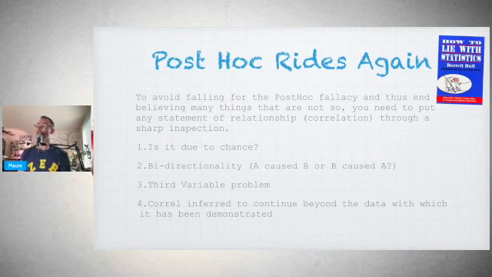And then finally, the correlation could be inferred to continue beyond the data with which it has been demonstrated, right? So if variables A and B are correlated, some people might take that as evidence that variables A and C are correlated because B and C are so close to each other. That's not the case.